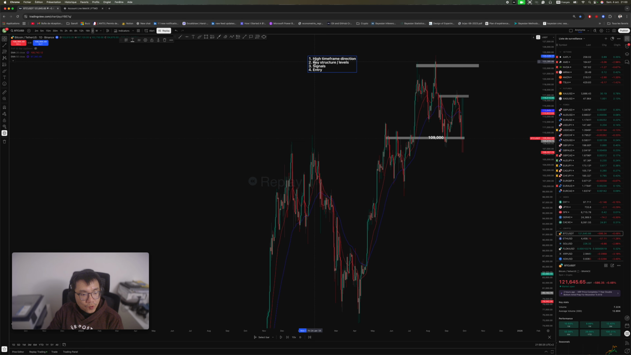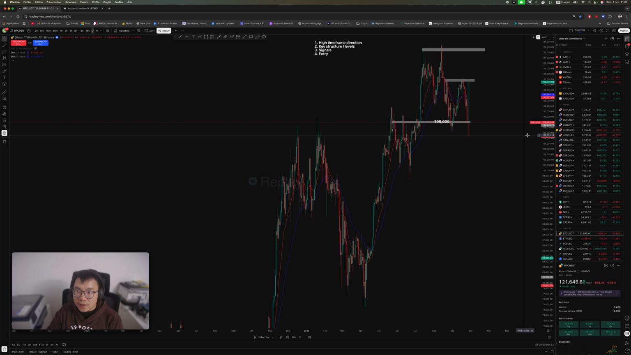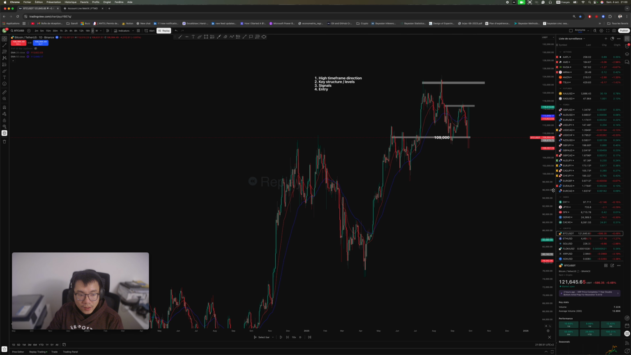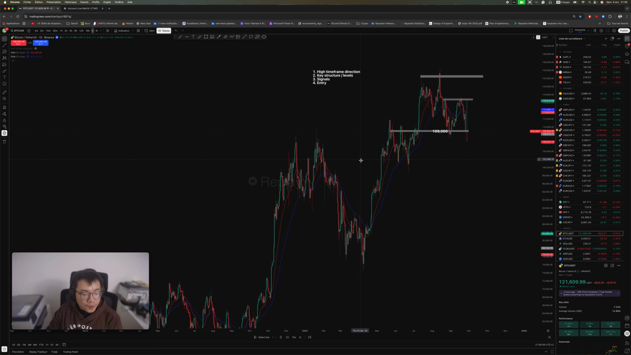In this step, I always use the daily chart, as you can see here. It is very simple. What I'm trying to do is know if the market is bullish, bearish, or ranging. In the case of BTC, as you can see, it's extremely bullish. That's all I want to know. The market in the higher time frame is very bullish.